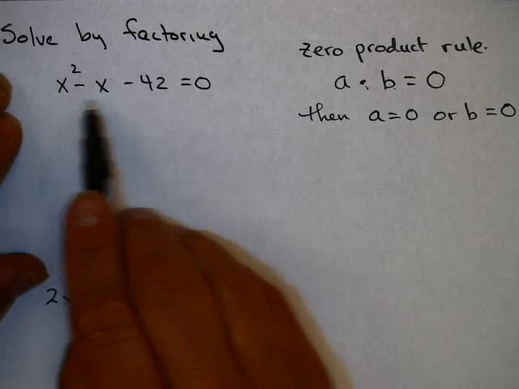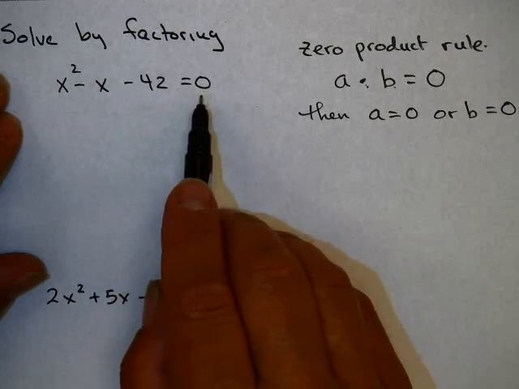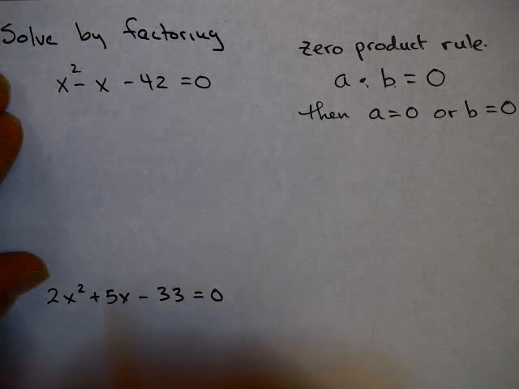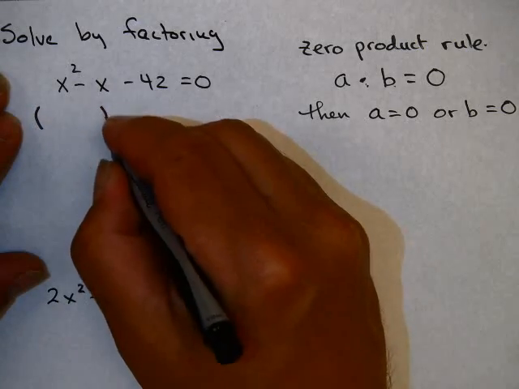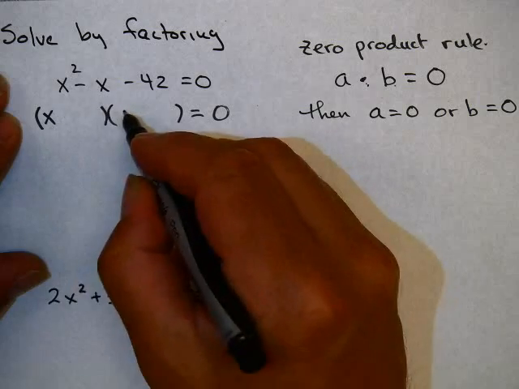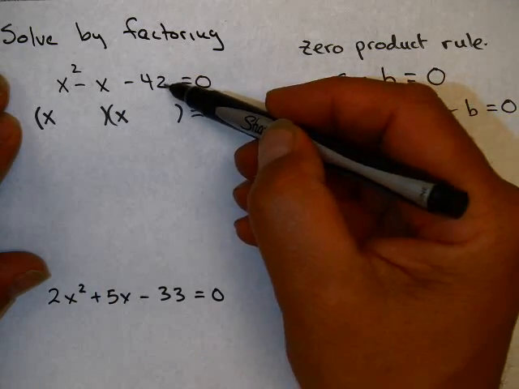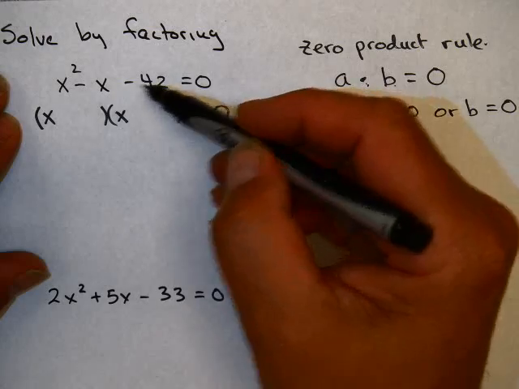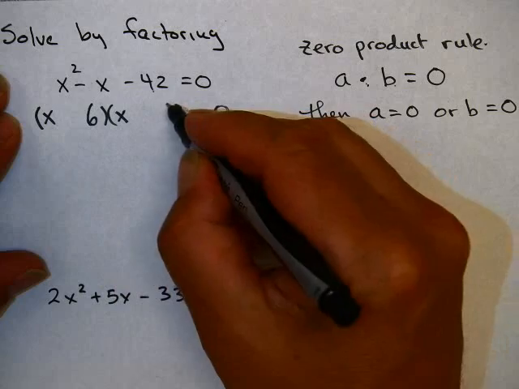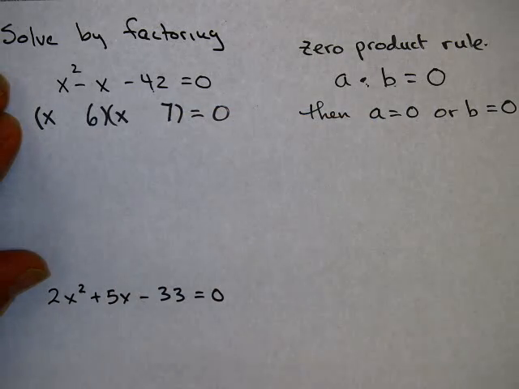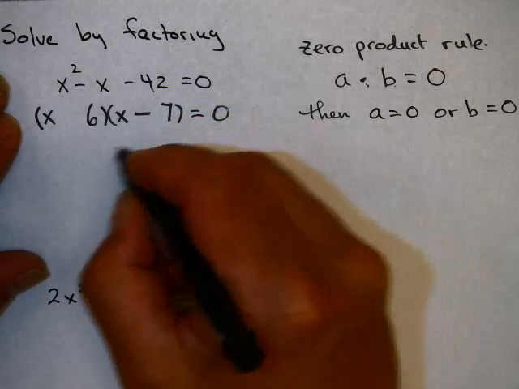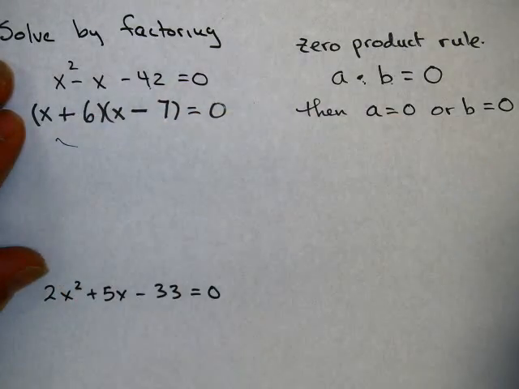This problem right here we could solve with a table or a graph. However, I think it might be easiest to solve this by factoring. Let's factor this the quick way. I know that this has to be x and x. And I'm looking for factors of -42 that add up to -1. Well, the two numbers I can think of that multiply together to get 42 are 6 and 7. So I would need -7, that would give me a -1, and +6.